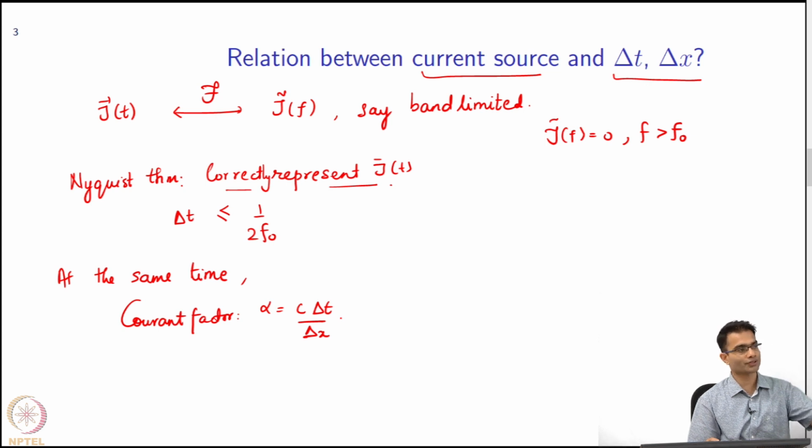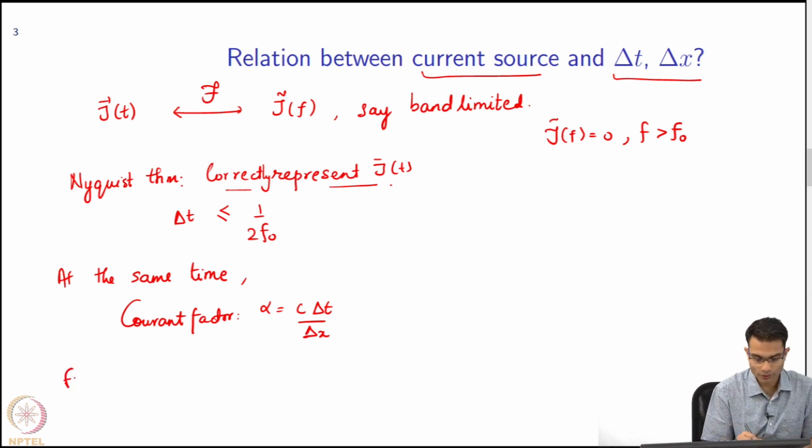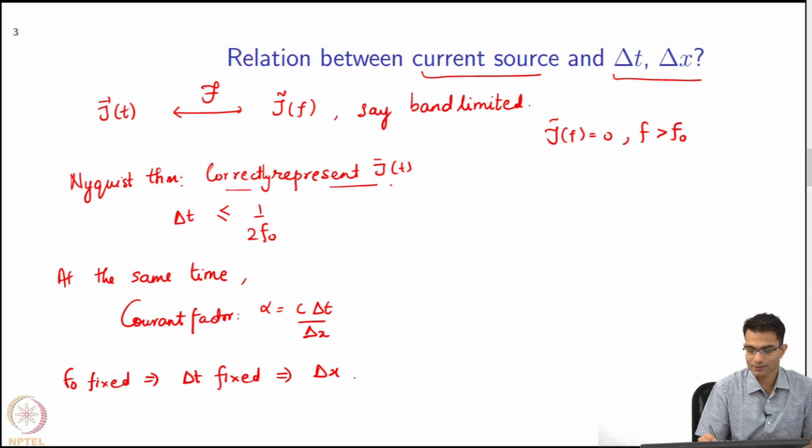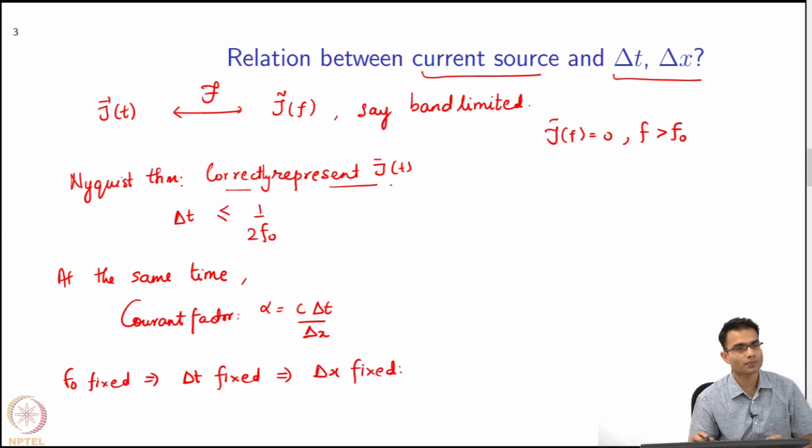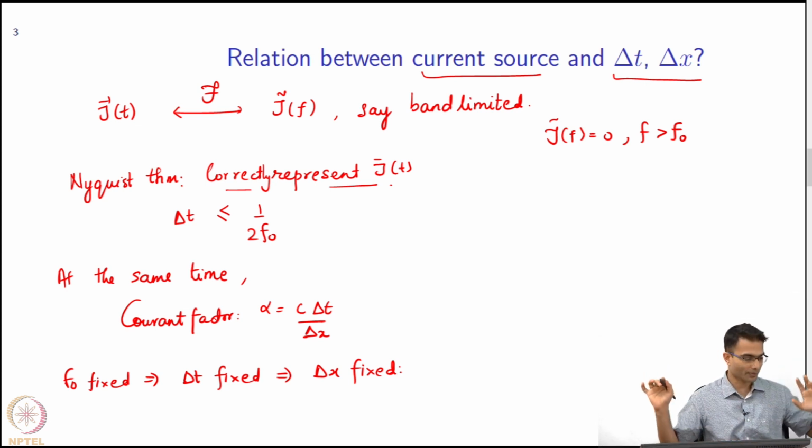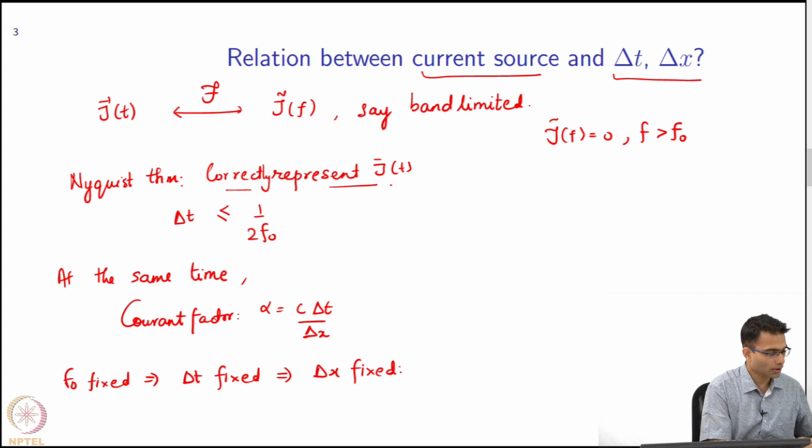Now you have also got fixed your alpha, right. So therefore your space step is also fixed, right. So f naught fixed implies delta t fixed implies delta x fixed, right, because in FDTD space and time are very strongly related, you cannot independently do whatever you want, right.